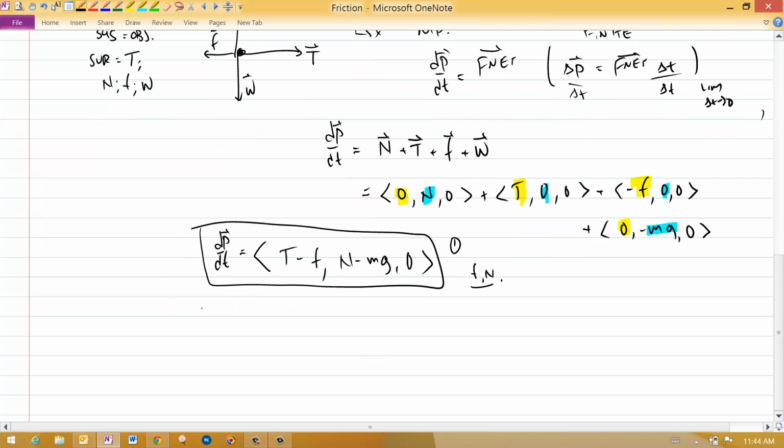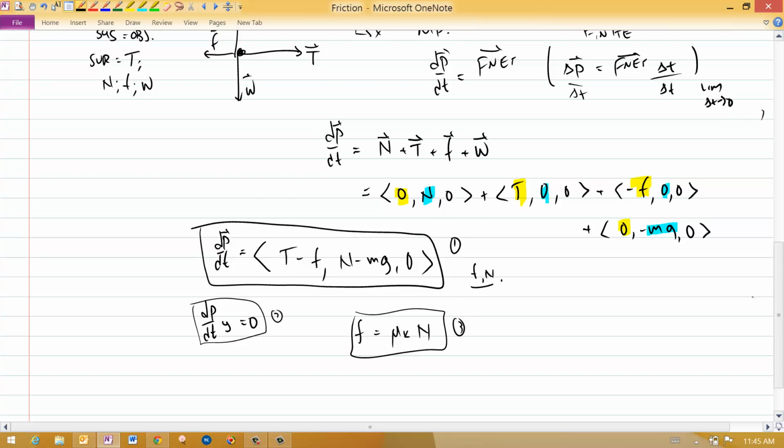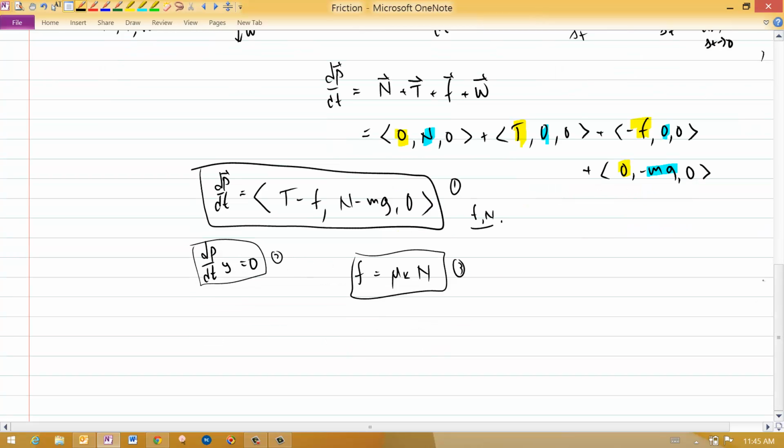There is one thing I do know about dp/dt. I know that dp/dt y is equal to 0 because the box does not leave the surface. So that helps me solve the problem. The last thing I need is the relationship between f and n. F is mu k n, like so. Equation 3. So what do I have here? I've got dp/dt x, which has 2 unknowns in it, but I've got the friction force, the mg, and the y component. So those are 3 unknowns and 3 equations.